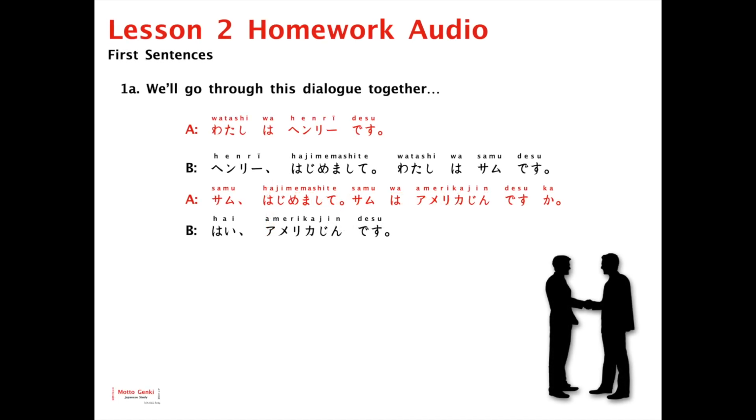Right, so hopefully now you've downloaded the homework sheet and have printed it off or have a copy of it to look at. So in 1A, there is this dialogue, and you and I will practice this dialogue together. So first, I will read both parts A and B. And then, in this next part, you can read part B, and I will read part A. And then lastly, we'll switch. You read part A, and I'll read part B. So to begin with, I will read both parts.